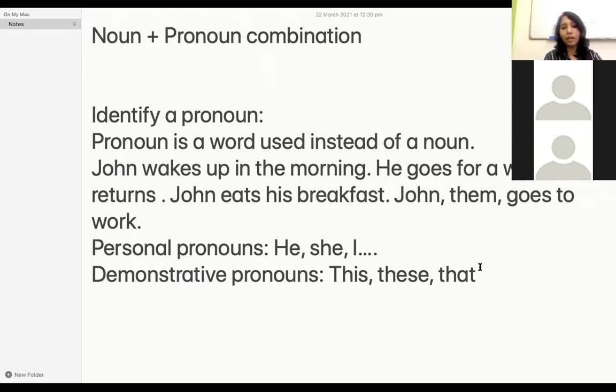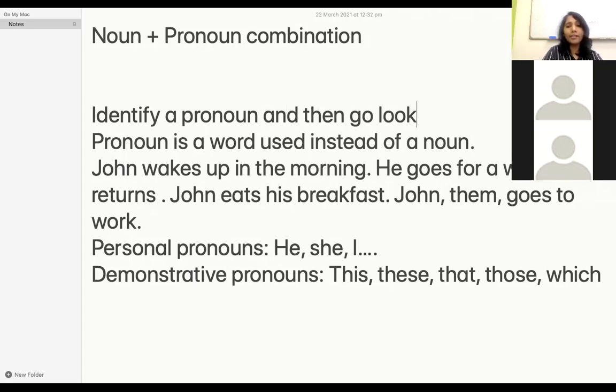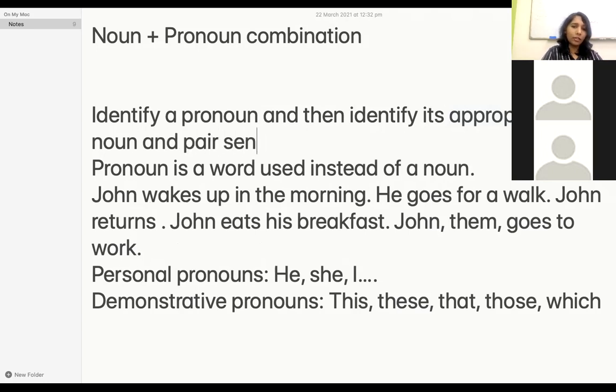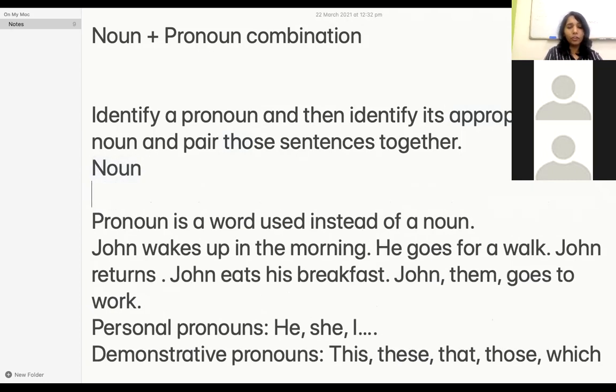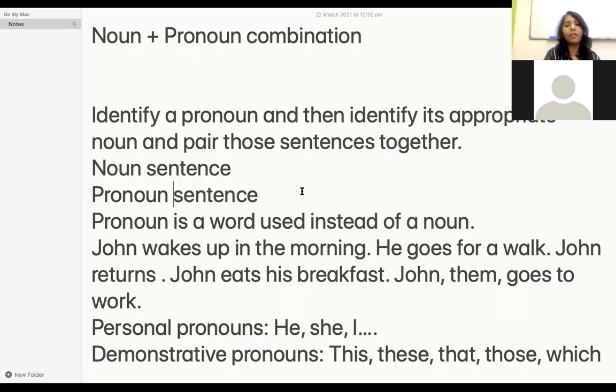So these are personal pronouns, and there are demonstrative pronouns like these, that, those, which, okay, all these are your pronouns as well. So what you have to do is identify a pronoun, and then go looking for its noun. Identify its appropriate noun and pair those sentences together. Okay, so how do you pair it? You put the noun first and then you put the pronoun statement. Any doubts with this? So you put your noun sentence first and then you put your pronoun sentence. This is how you pair them together, a noun and a pronoun combination.